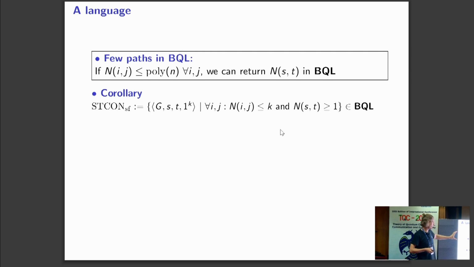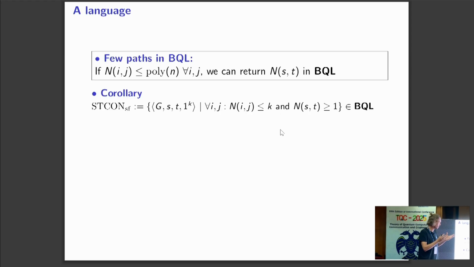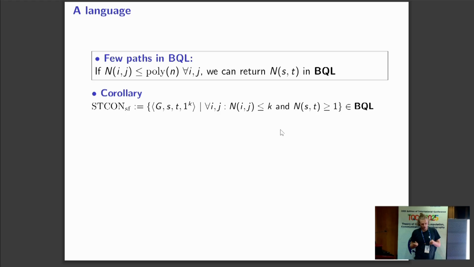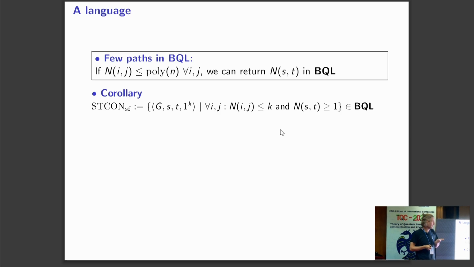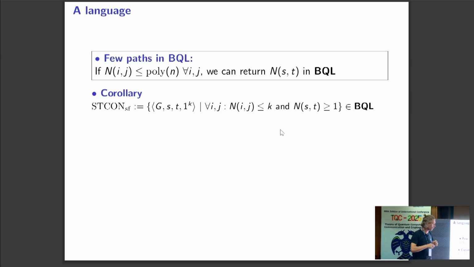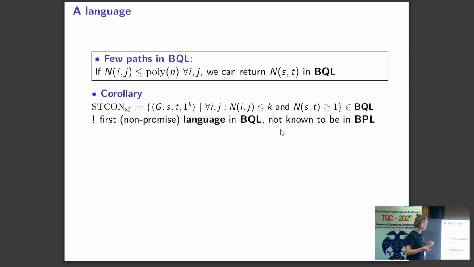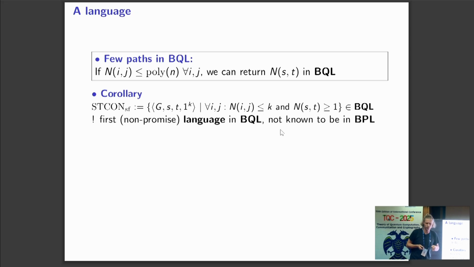This brings me to the following point. So from this algorithm, we can prove the following corollary, which is that the language STCon SF, so SF stands for strongly few, so it's essentially graphs satisfying this. The language of all graphs that satisfy this condition and in which S and T are connected, this language is in BQL. Okay? But this is a language. Okay, so there's no promise on the input because we effectively show on top of this algorithm that we can check that promise efficiently. So that puts a language in BQL, which seems to be hard classically. Okay, so this is the first non-promise language in BQL that's not known to be in BPL or in L.